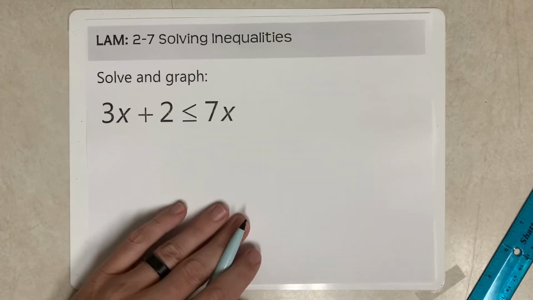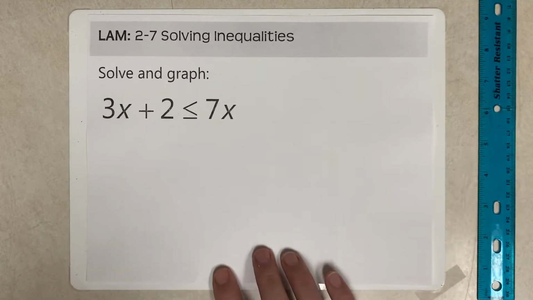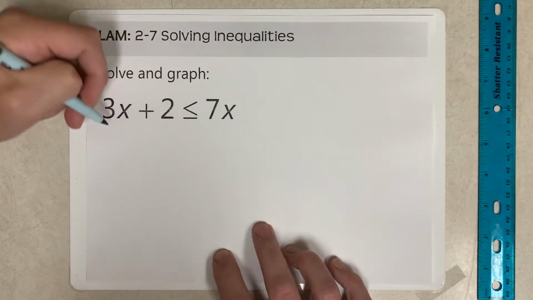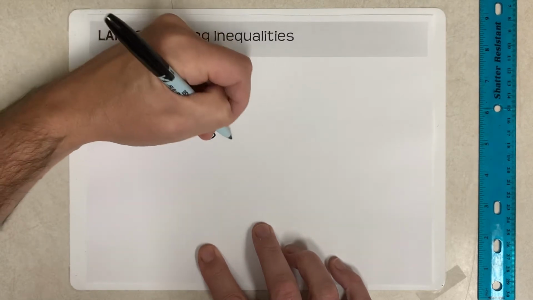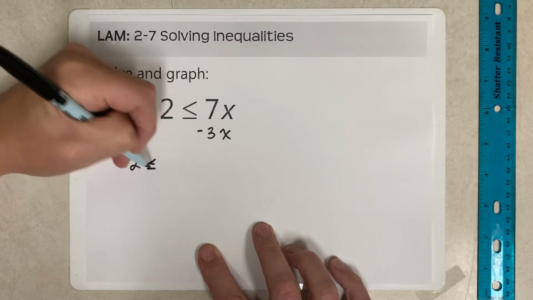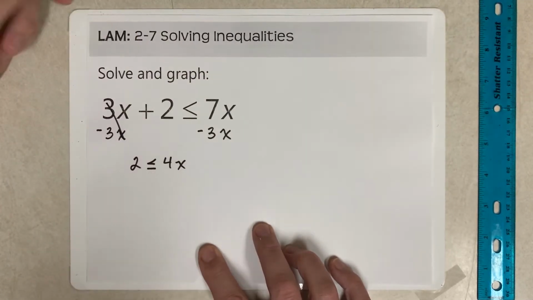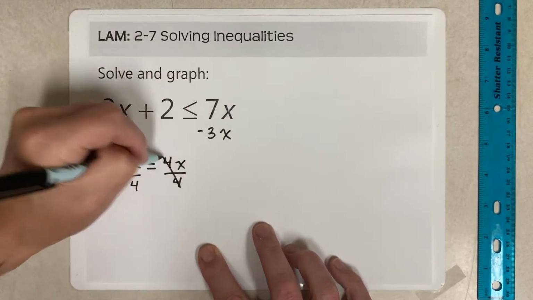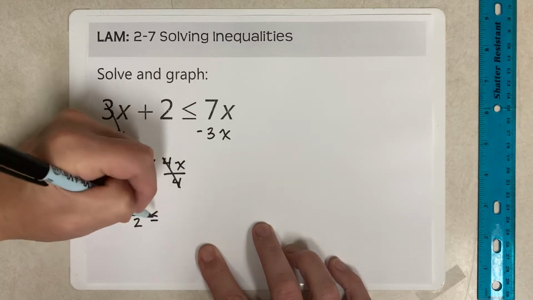Okay, this time 3x plus 2 less than or equal to 7x. We are going to get variables on both sides, so let's see how that works. If I subtract 3x on both sides, because I do have variables on both sides, I get positive 2 less than or equal to 7 minus 3 is 4x. If I divide both sides by 4, I get 1/2, 2 over 4 is 1/2, less than or equal to x.